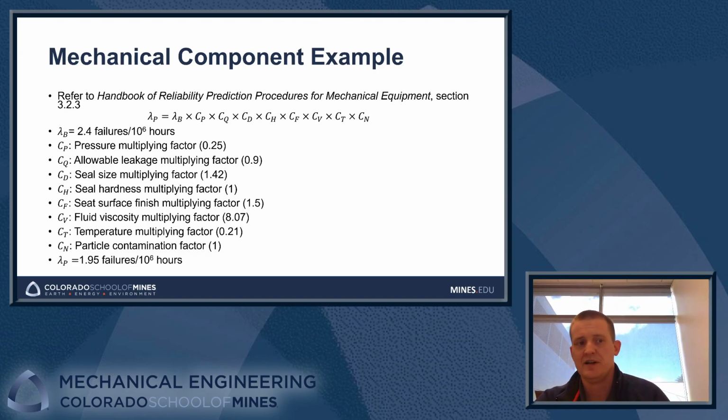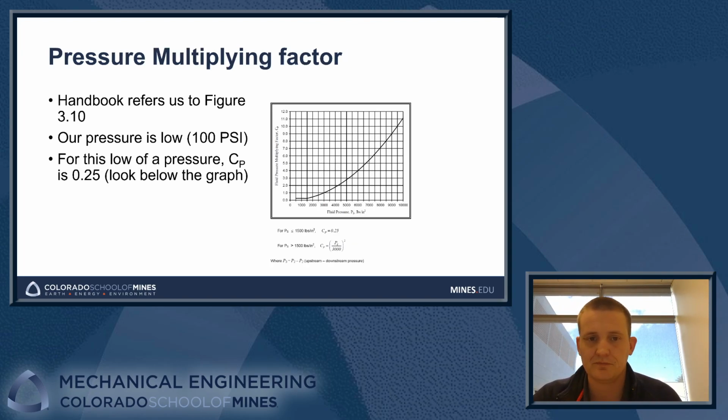So for this one, I've gone ahead and written out what all of those are, and then in parentheses, I've given you the numeric value that I plugged in for this particular calculation. So you can go back and you can try and redo this calculation and check your work if you'd like to do that. And my failure rate was 1.95 failures per million hours of operation. Okay, I'm going to go through a couple of the more interesting terms here and talk about how I came up with those also.